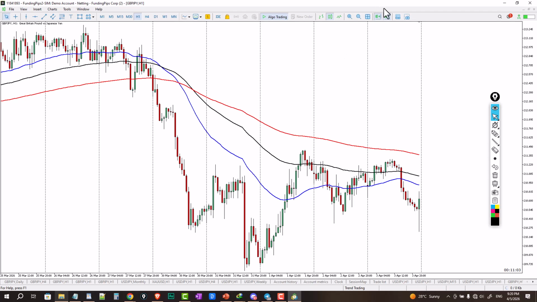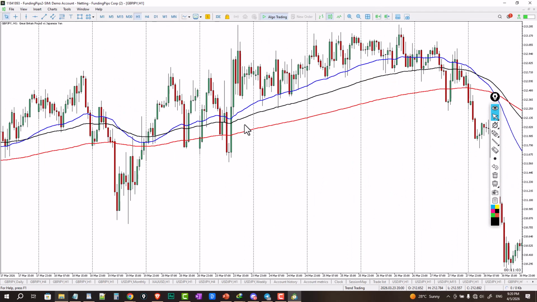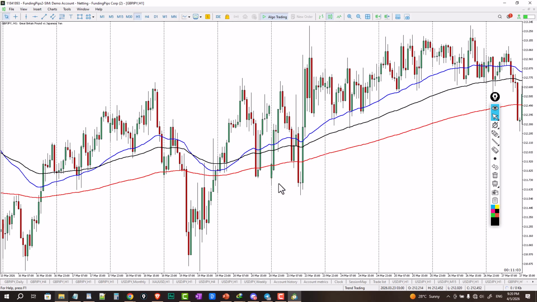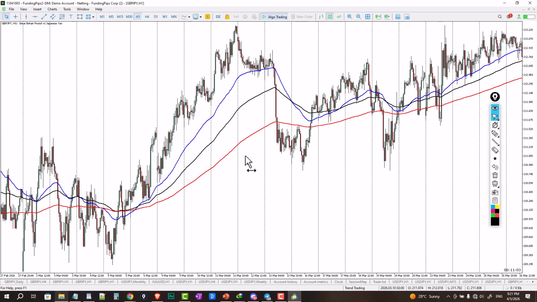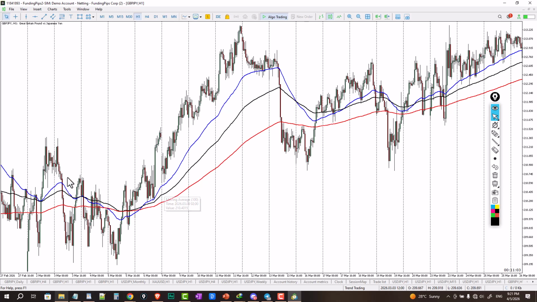On the flip side, the proper order for a bullish trending market is, first of all, you want to see price being above the blue moving average, and the blue moving average being above the black one, and the black one being above the red one. In that case, you consider the market that you're looking at to be a bullish trending market. Okay, so you can see it clearly here.